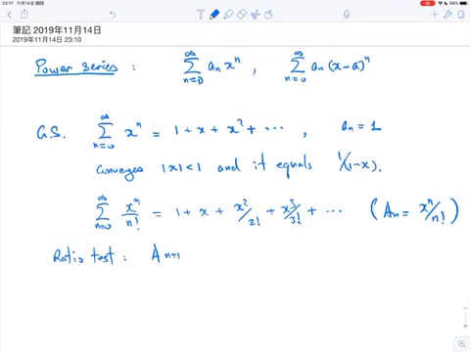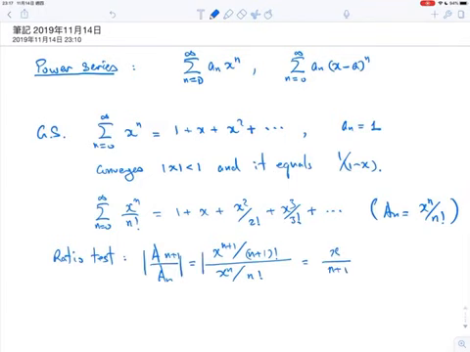So x^(n+1) divided by x^n would be equal to x^(n+1) divided by (n+1) factorial, divided by x^n over n factorial. And this can be easily simplified to x over n plus 1. If you take a modulus sign, you can see that it goes to 0 as n goes to infinity for each fixed x.